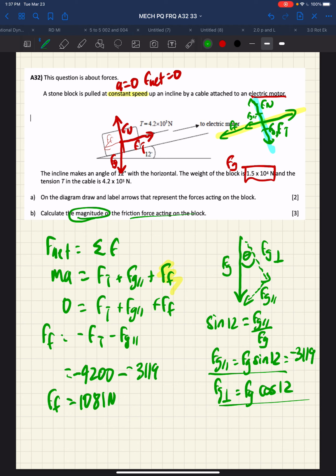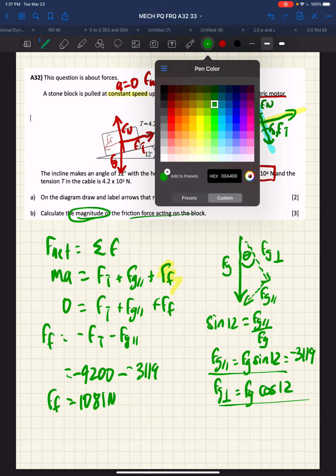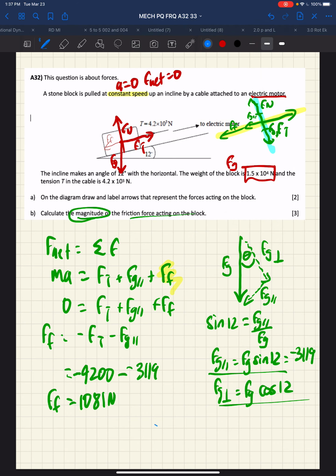So now if we go back to our drawing of what we said should happen, we have force of tension like this, 4,200, positive and negative directions. And then we have force of friction, which is minus 1,081, excuse me. And we have the force of gravity parallel, which is minus 3,119. And if we add these two up, lo and behold, we get exactly 4,200.